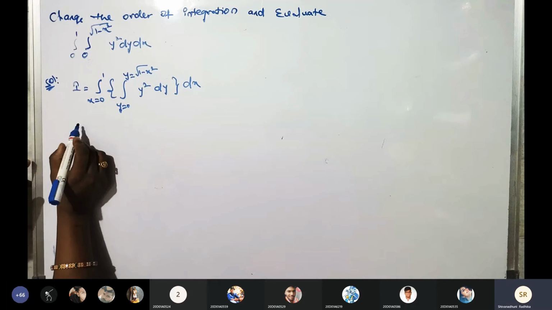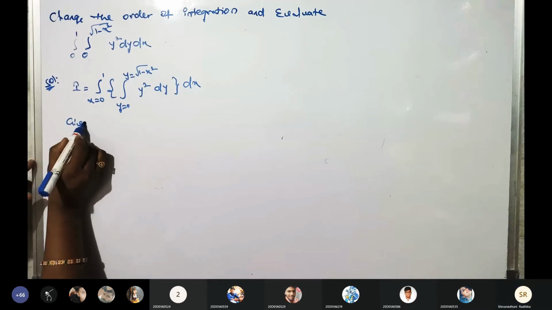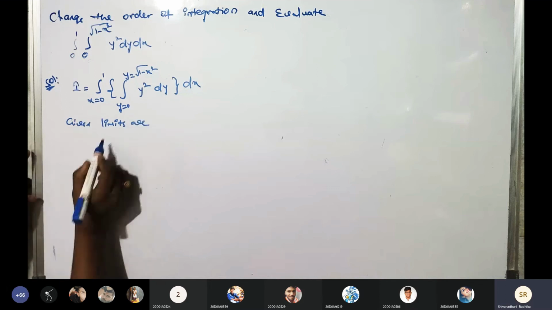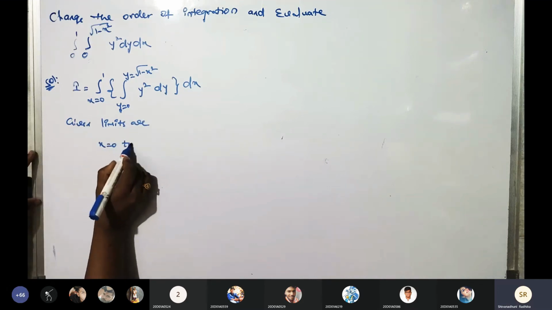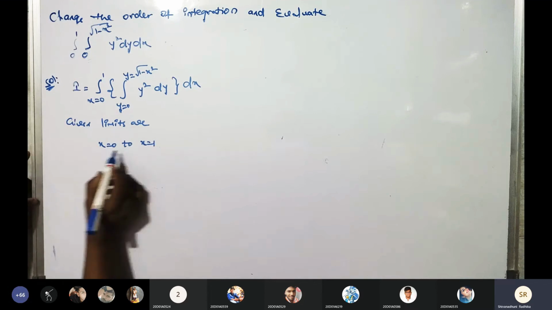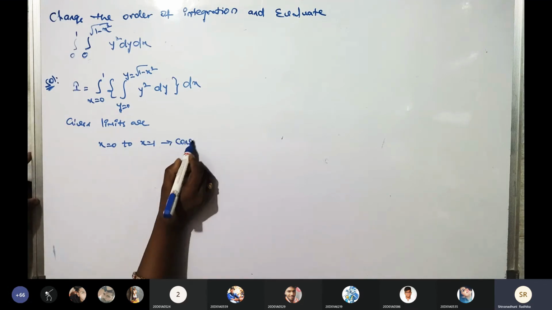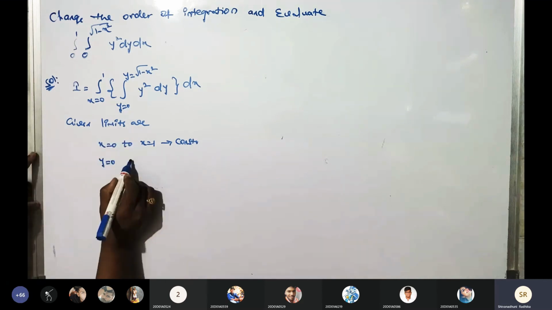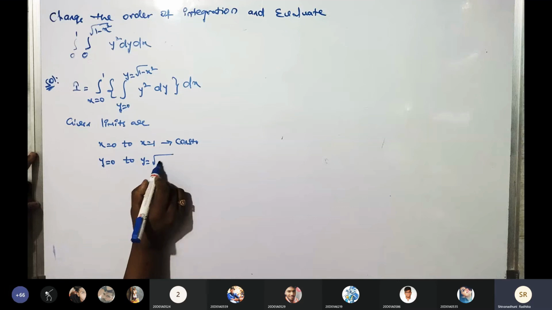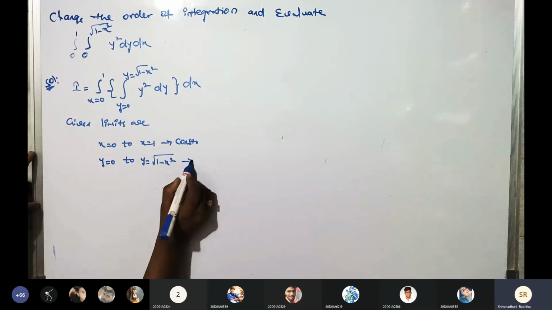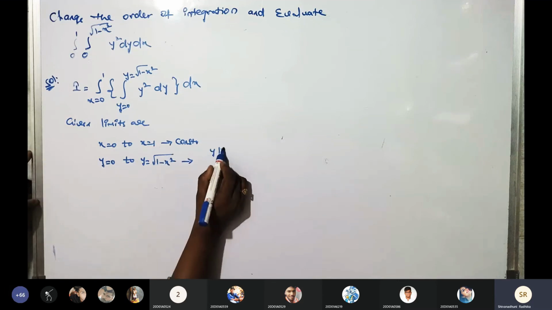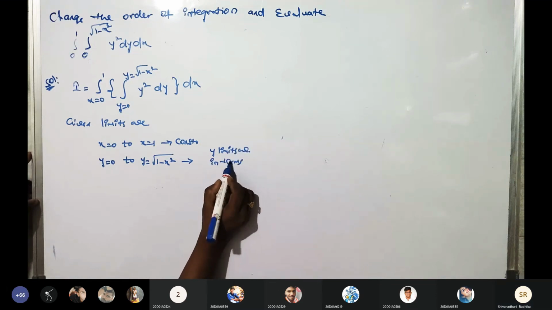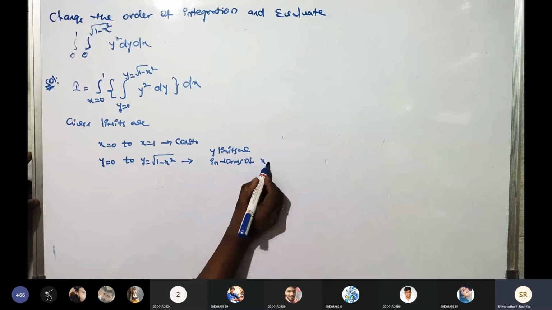Now, what about the given limits here? X equals 0 to x equals 1. These are constants. X limits are constants. What about the y limits? Y equals 0 to y equals under root of 1 minus x square. These y limits are in terms of x. Is it clear?